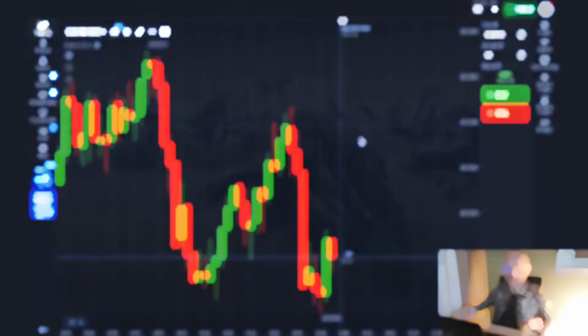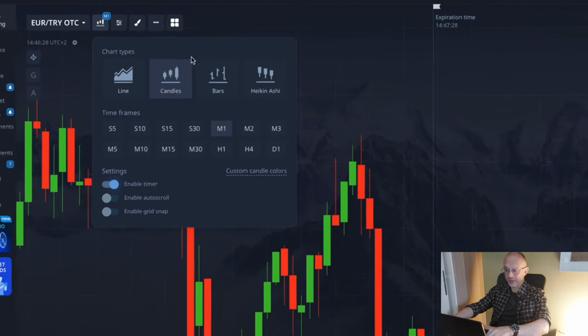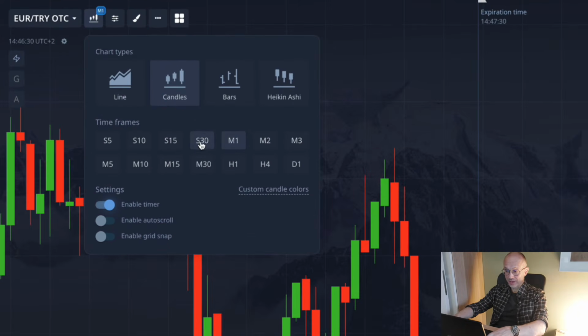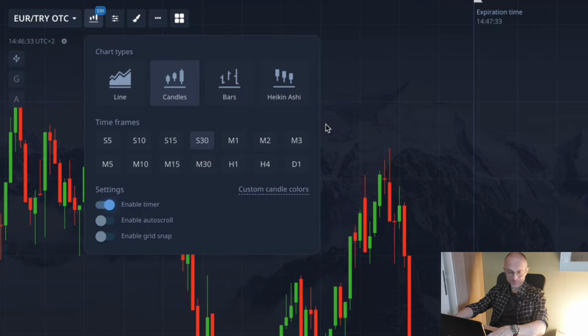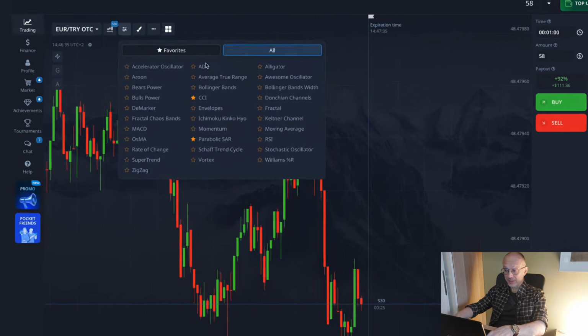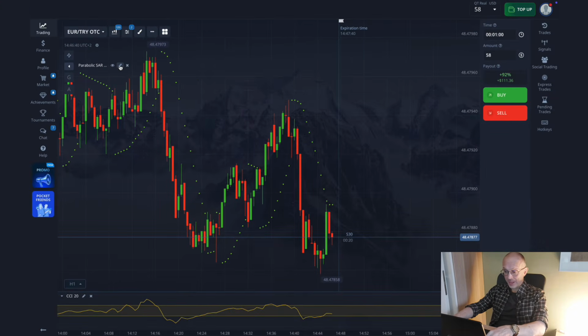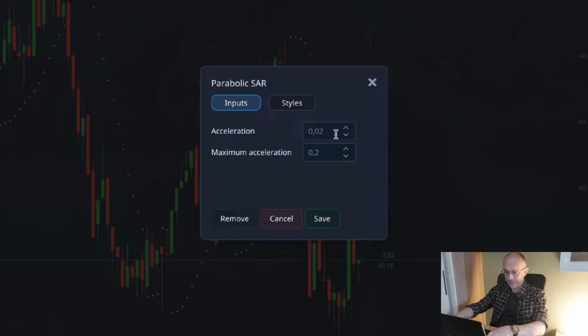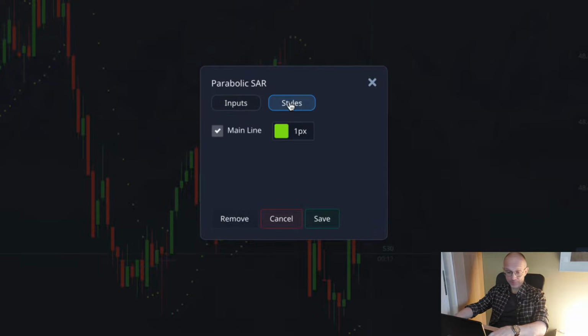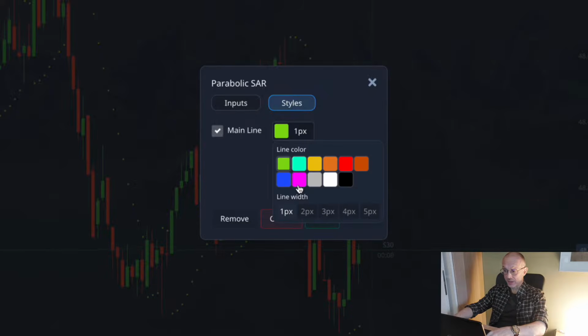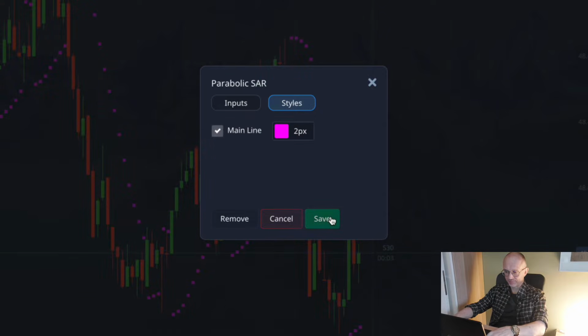Let's get started. First, let's prepare the tools for work. I'm setting classic candles with a time frame of 30 seconds. Let's go to the Indicators tab and select the CCI and the Parabolic SAR. Let's configure the Parabolic SAR first. Let's set acceleration to 0.03. Let's set maximum acceleration to 0.3. And in style, let's change the color to pink and the width to 2. And save.